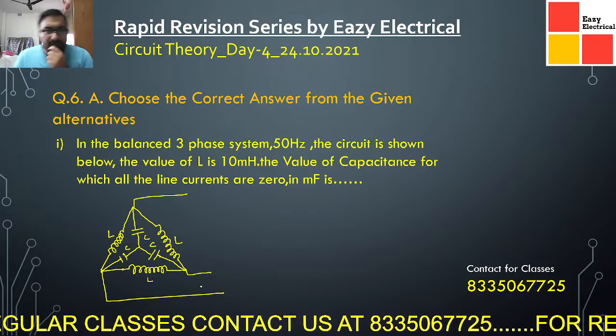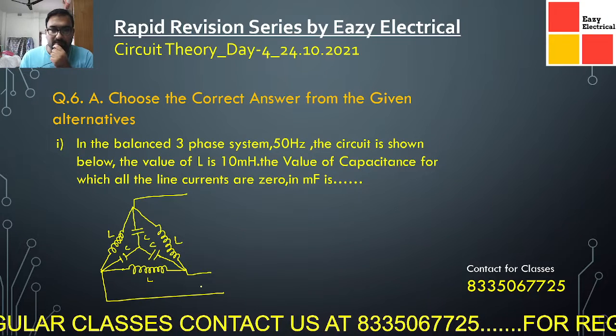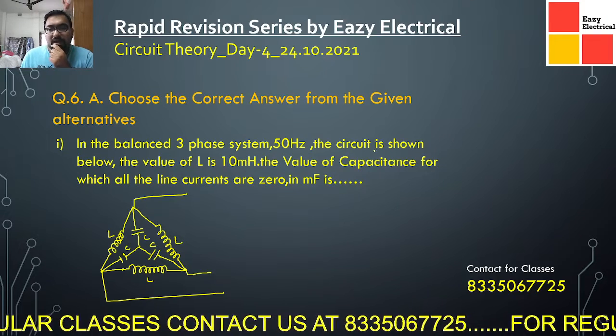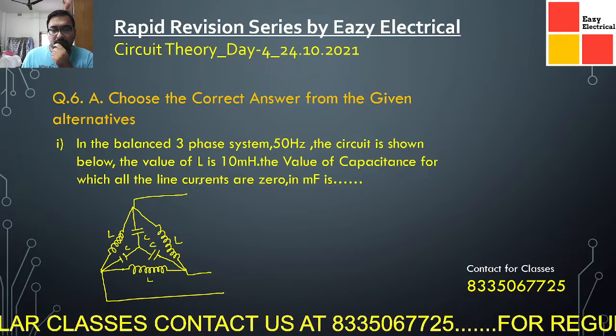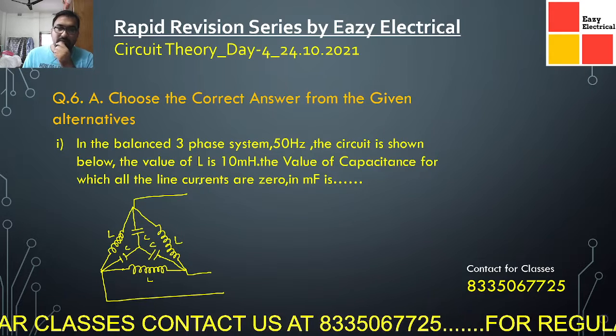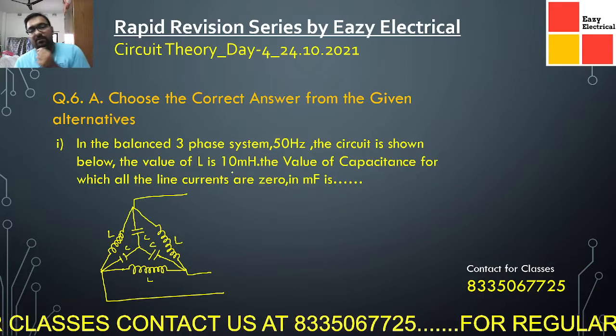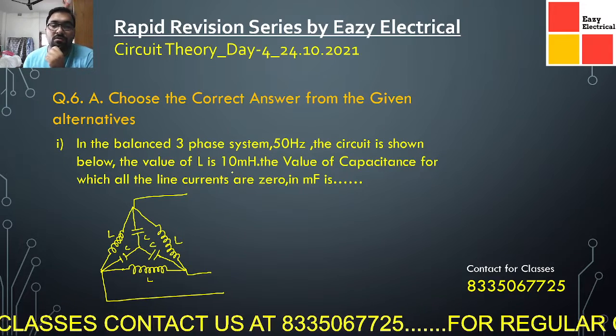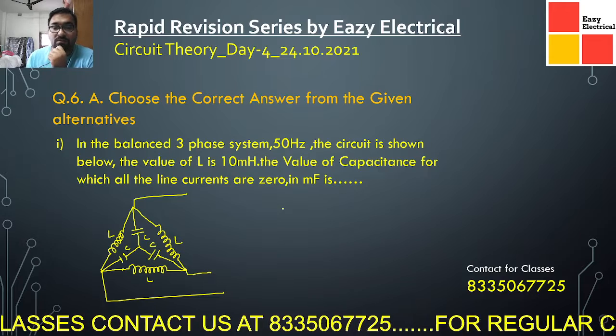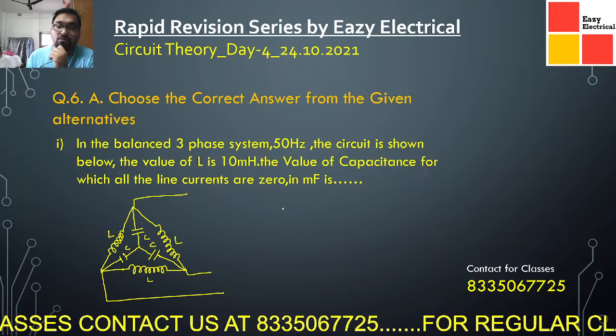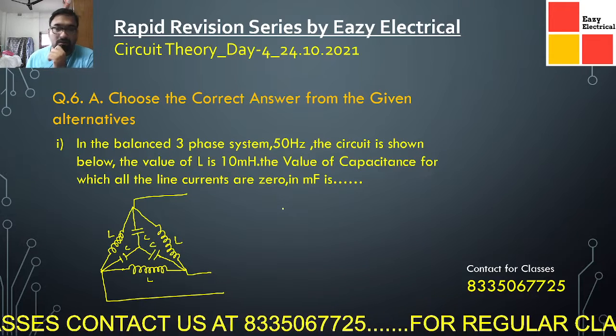In a balanced three-phase system, 50 Hz is shown here, right? In the circuit shown below, the value of L is given as 10 millihenry. What is the value of the capacitor for which all the currents will be 0?